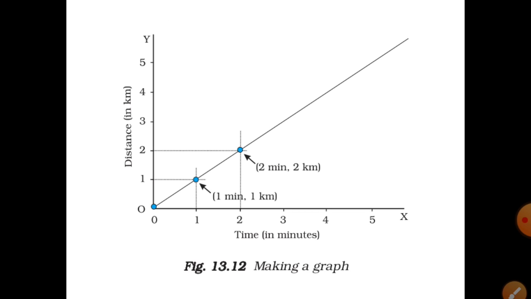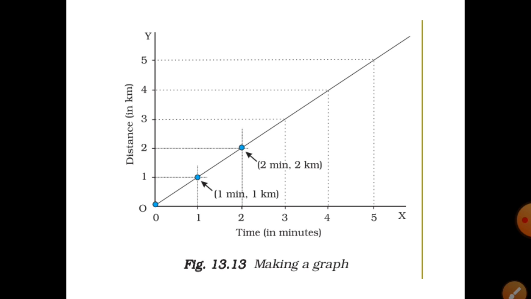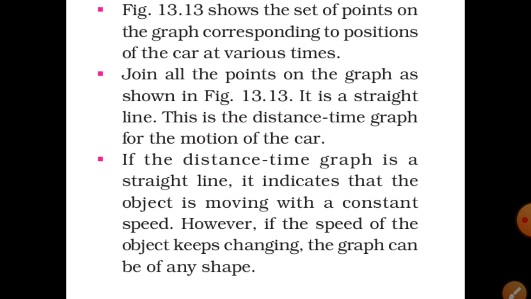इस तरीके से पॉइंट करना है, ठीक है. पहले 1 किलोमीटर के लिए और 1 मिनट के लिए दोनों एक जगह पर आएंगे, 2 मिनट 2 किलोमीटर एक जगह पे आएंगे, फिर स्ट्रेट लाइन मिली, ठीक है. इस तरीके से लाइनिंग क्या हो रही है, बढ़ती जा रही है. Figure 13.3 shows the set of points on the graph corresponding to positions of the car at various times.